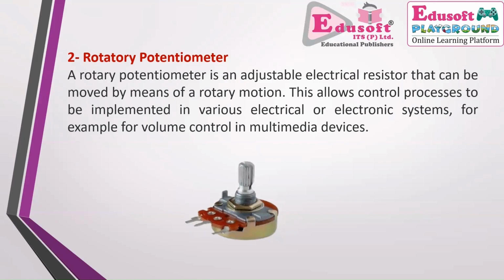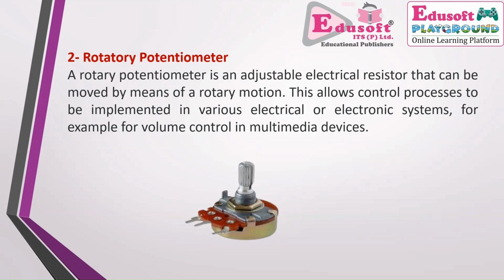Now the next part is the rotary potentiometer. A rotary potentiometer is an adjustable electrical resistor that can be moved by means of a rotary motion. This allows control processes to be implemented in various electrical or electronic systems, for example, for volume control in multimedia devices.